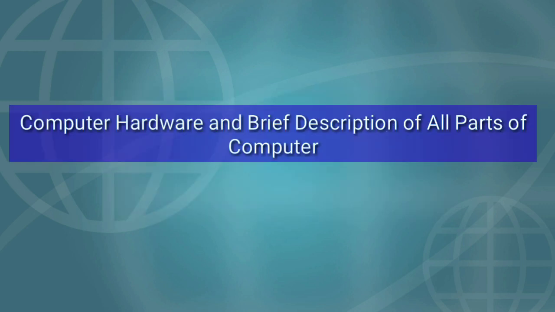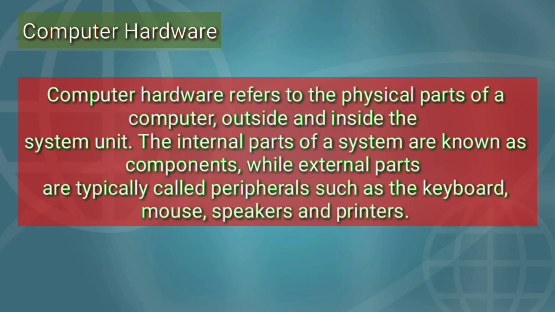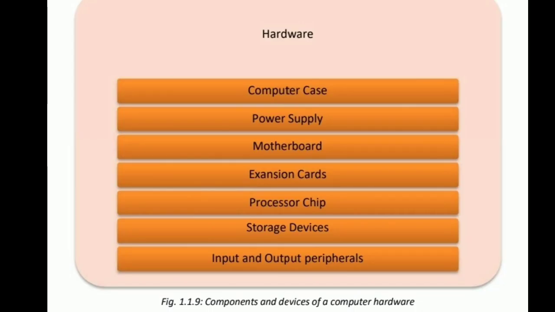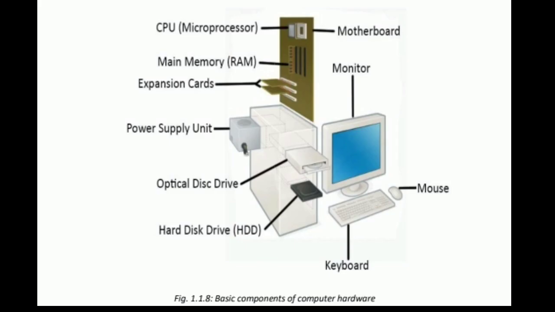Today's topic is computer hardware and a brief description of all parts of a computer. Computer hardware includes the computer case, power supply, motherboard, expansion cards, processor chip, storage devices, and input and output peripherals. It is another picture of basic components of computer hardware.